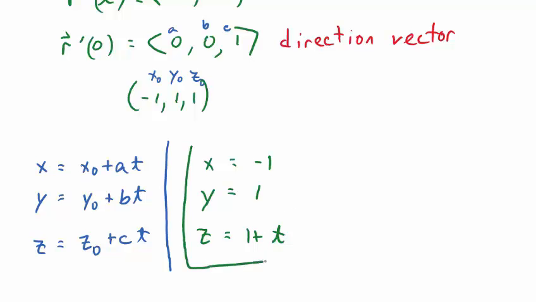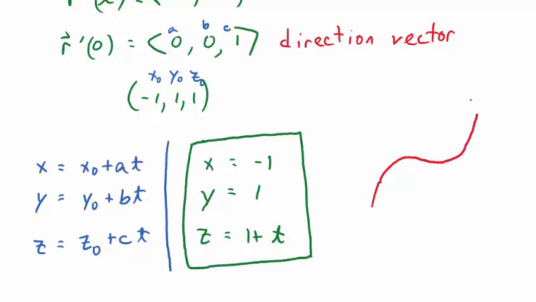So if you were to draw a picture, I don't know what r of t looks like, but let me just kind of give you a general idea. If this is some r of t, and let's say you wanted the tangent line at this point, then essentially what we did was we just found the parametric equations that would produce a line that looks like that.